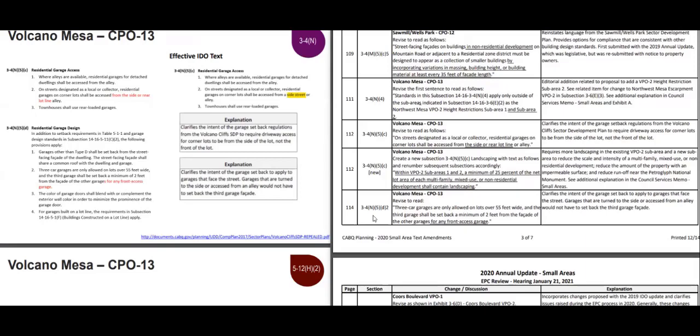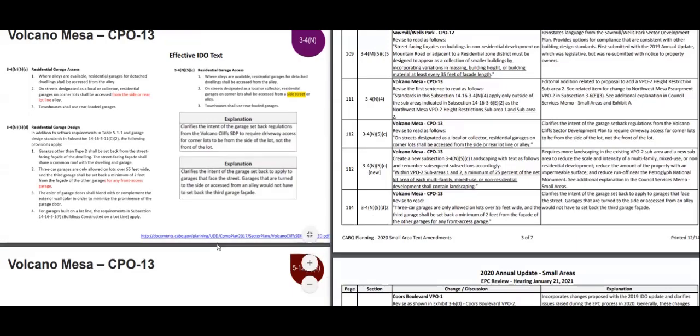front access garage. And the reason for this change is to clarify that the garage setback only needs to apply to garages that face the street. If a garage has the side oriented towards the street, or if it's accessed from an alley, so then the doors would be facing the rear alley, then there's no reason to set back the third garage, because the intent of this rule is to create a more attractive streetscape. So by turning the garage to the side, it would be less of a prominent feature on the building frontage.